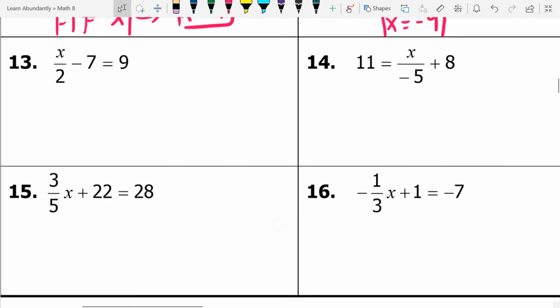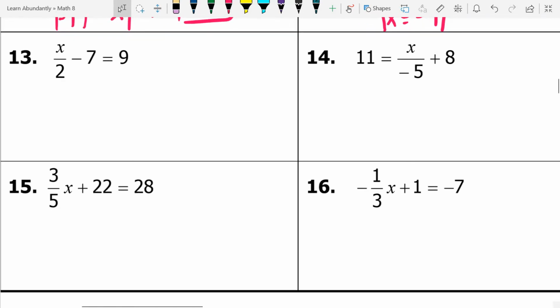For number 13, we're going to go ahead and do what first? Well, we're going to add 7 to both sides. When I do that, the 7s cancel out, but now I have 16 over here and x over 2 on that side. From there, I need to get rid of that x over 2, that fraction. Well, remember that division is a fraction. Fractions are division. So what it really is saying is x divided by 2. So if I undo divide by 2, I need to do the inverse, which is multiply by 2.